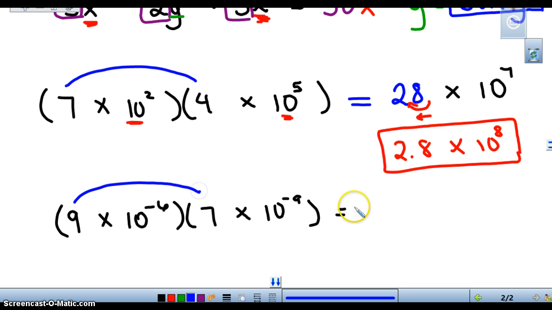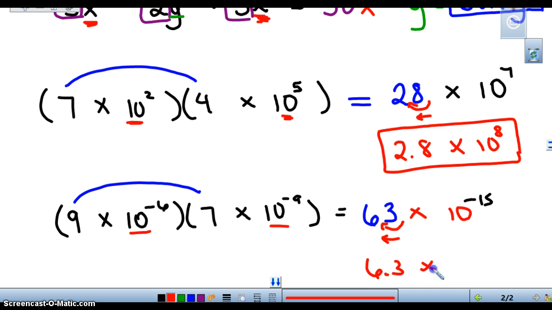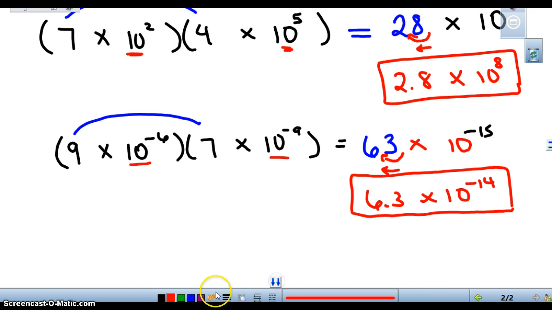What's 9 times 7? 63. Our common base? 10. 63 times 10. Negative 6 plus negative 9 is what? Negative 15. Lionel, do we leave it like this? No. What do we do? Move the decimal once. That means 6.3 times 10 to the negative 14th because we added 1 when we move the decimal. Very good.